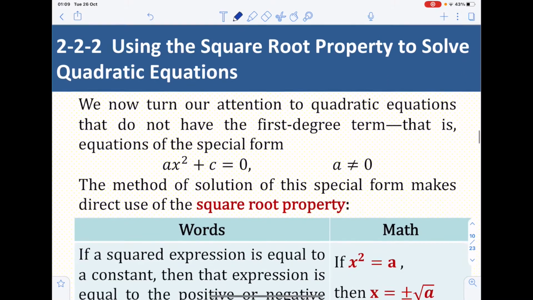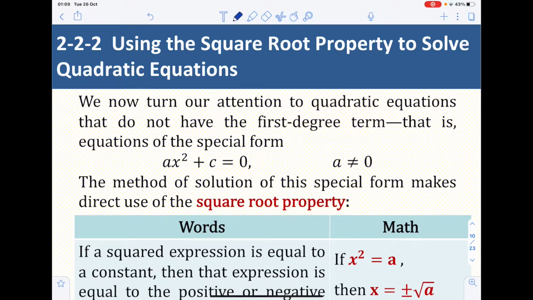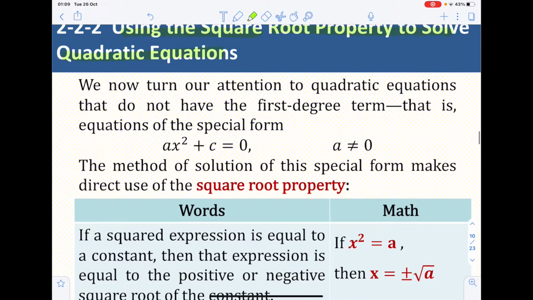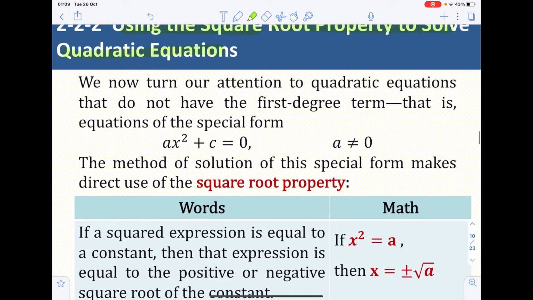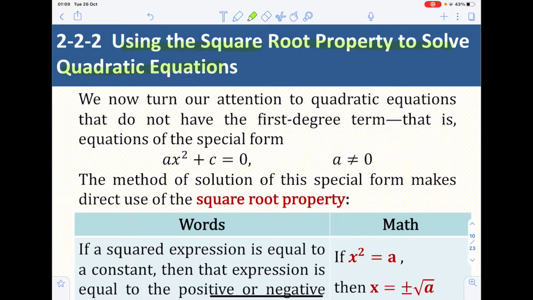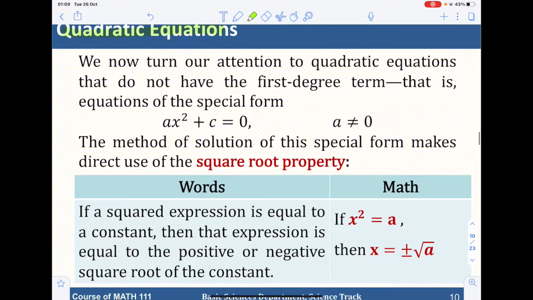Okay, using the square root property to solve the quadratic equation. Now we have quadratic equations that can be solved by using the square root property. What is the square root property? Let's see, we have this form of the equation, ax squared plus c equals 0. As you can see here, we don't have the term of x, just the x squared and the constant.